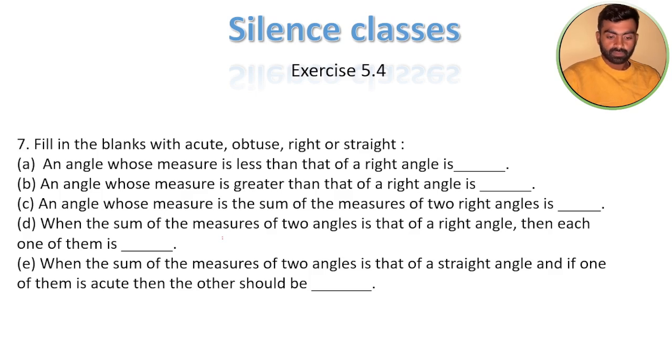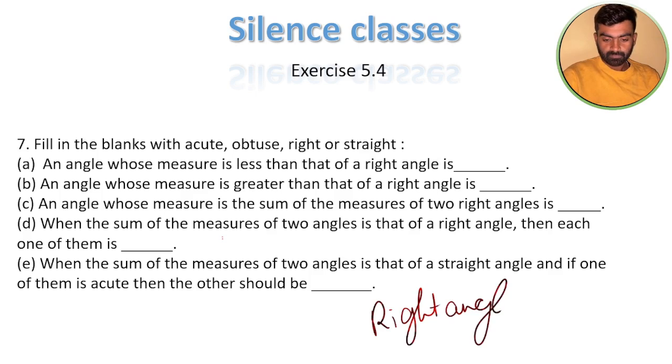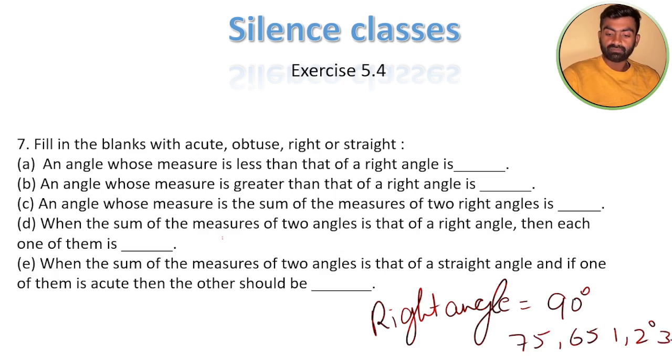So a right angle is equal to 90 degrees, and it is saying less than 90 degrees, means let's say it can be 75, it can be 65, it can be 1 degree, 2 degrees, 35 degrees, it can be anything. But it is less than 90 degrees, and we already know that a less than 90 degree angle is always an acute angle. Acute angle.